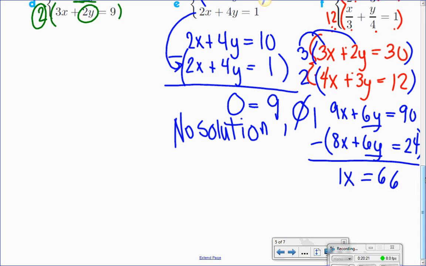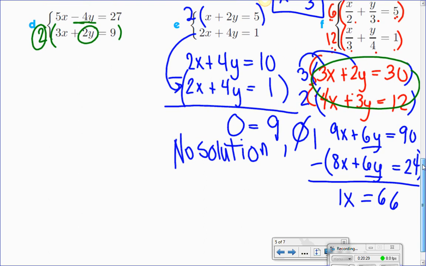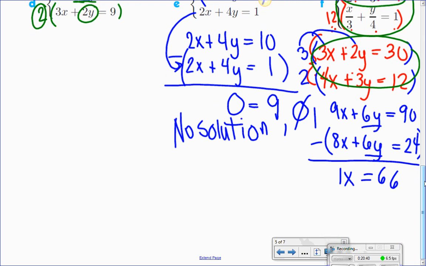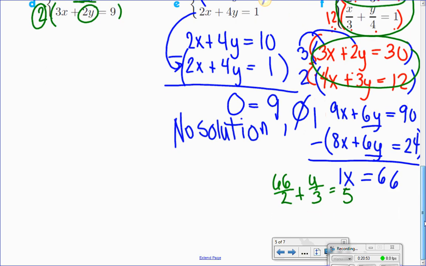And then for y, we can substitute back into either of these equations. In fact, I'm going to use this very first one. So if x is 66, we'll have 66 over 2 plus y over 3 is equal to 5. Okay, so 66 divided by 2 is 33.